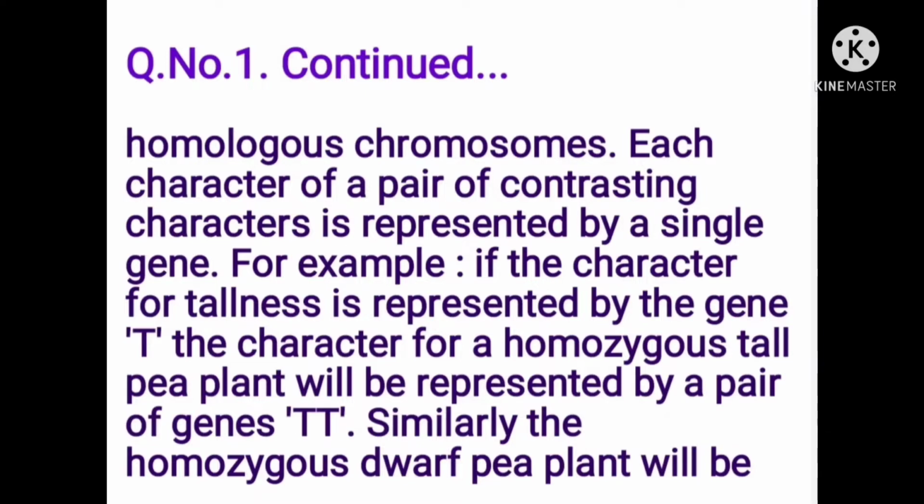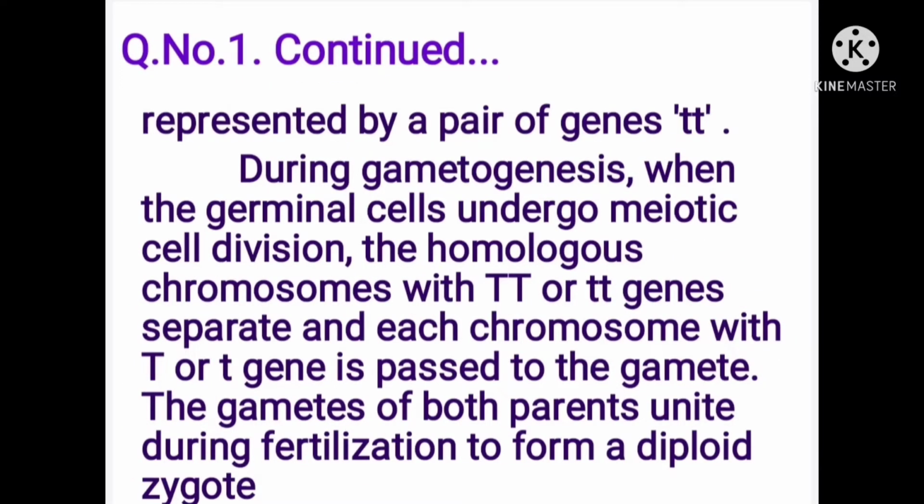For example, if the character for tallness is represented by the gene T, the character for a homozygous tall pea plant will be represented by a pair of genes TT. Similarly, the homozygous dwarf pea plant will be represented by a pair of genes tt.